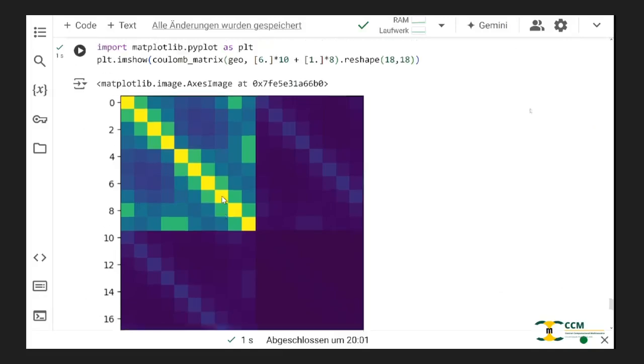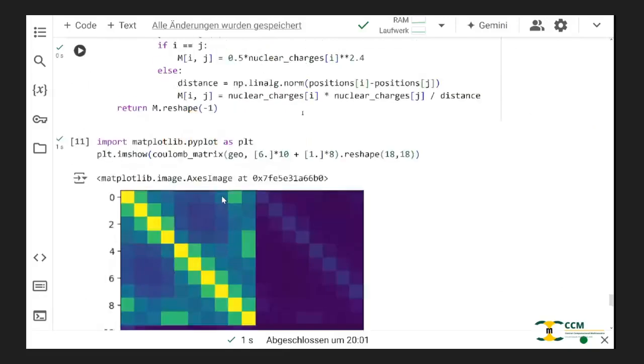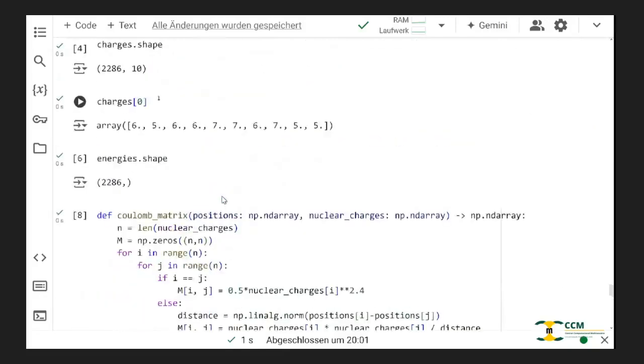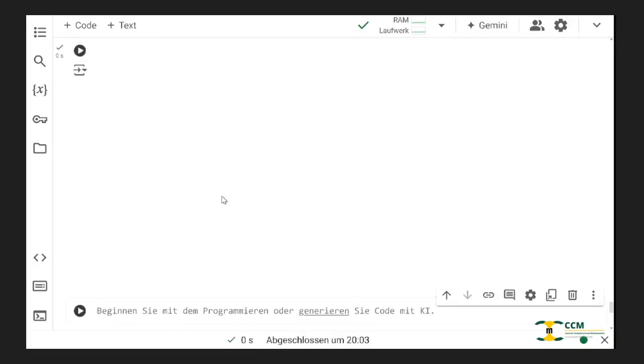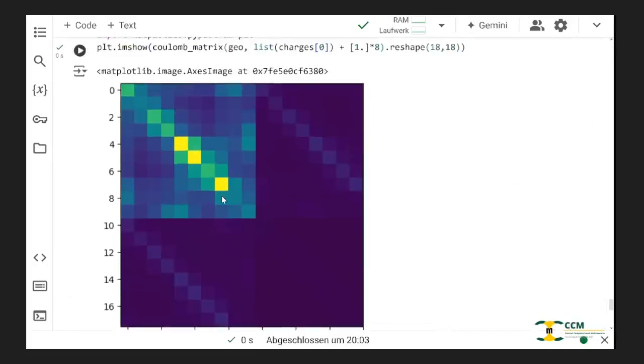So let's have a look at a different molecule. Right, so I did this, I have charges 0. So I can say charges 0, but I have to make this a list, otherwise this doesn't work. So that is for a different molecule. What do you notice? Few things, so the picture now looks different.